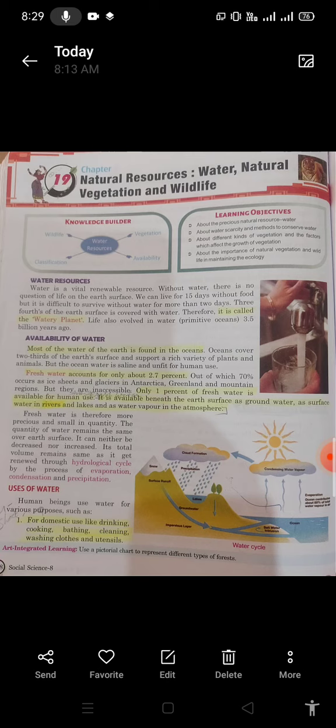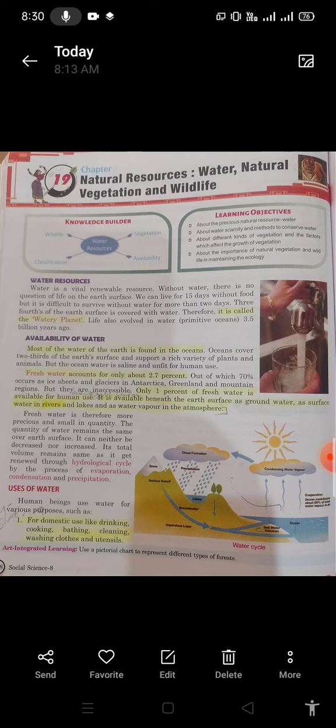Water resources, availability of water, uses of water, the scarcity of water, water resources in India, multi-purpose projects, conservation of water resources, methods of conservation of water, natural vegetation and wildlife, importance of forests, distribution of natural vegetation, importance of wildlife, the classification of forests, conservation of wildlife, and wildlife conservation in India especially. So, let us start our chapter.